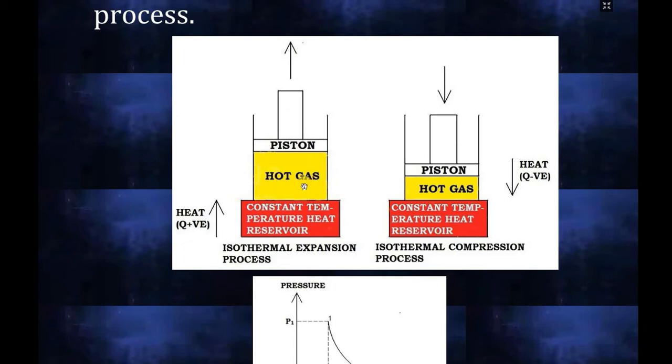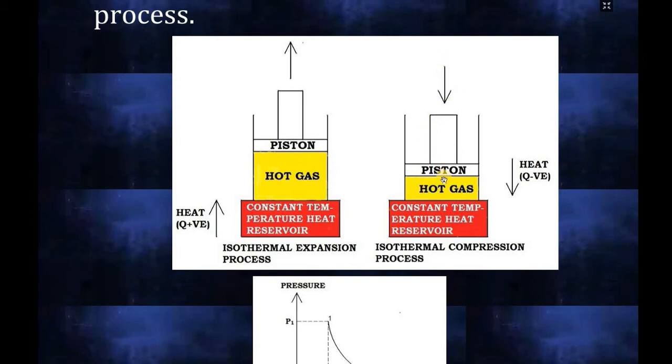During expansion, the pressure and temperature of the hot gas will decrease and the volume of the hot gas will increase. When the temperature of the gas decreases, immediately heat will be supplied from the constant temperature heat reservoir. Therefore, the temperature of the hot gas will increase and attain the initial temperature value.